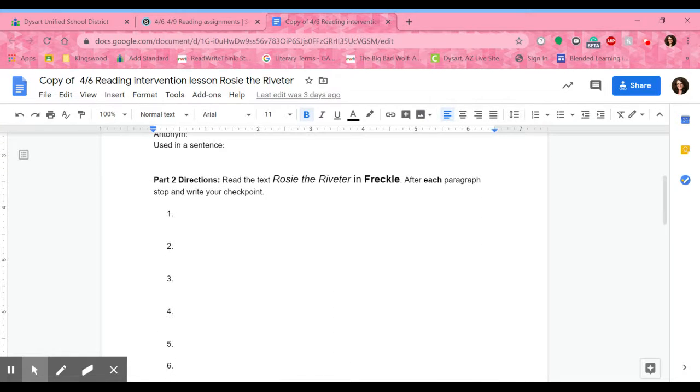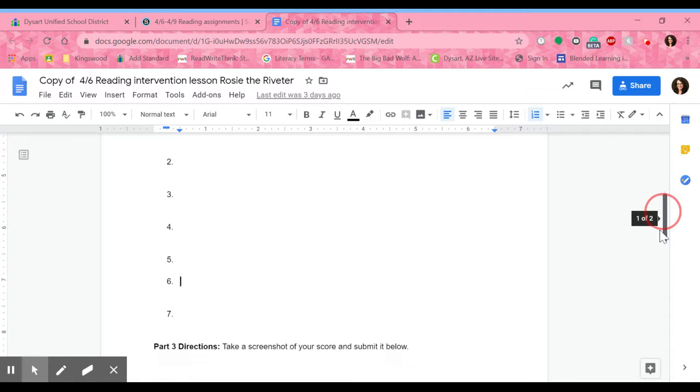Part 2, you're going to read the text called Rosie the Riveter in Freckle. After each paragraph, you're going to stop and checkpoint. There are 7 checkpoints total this week.